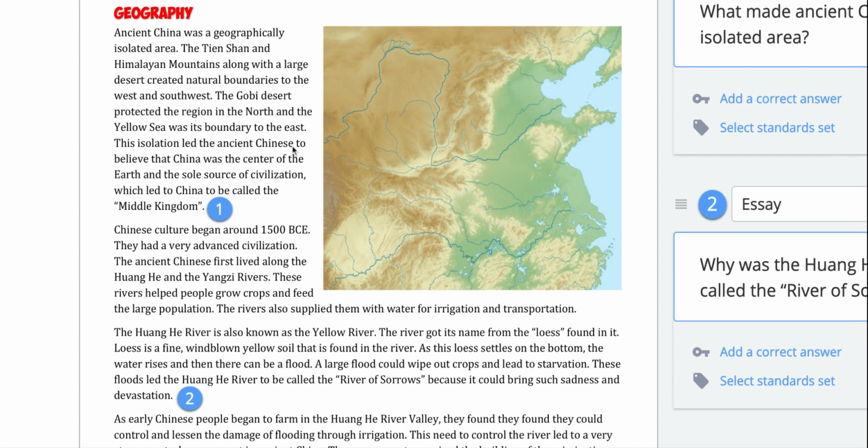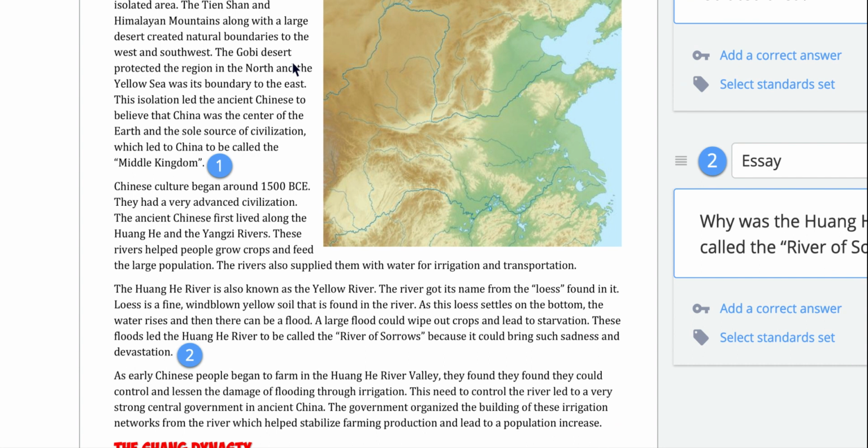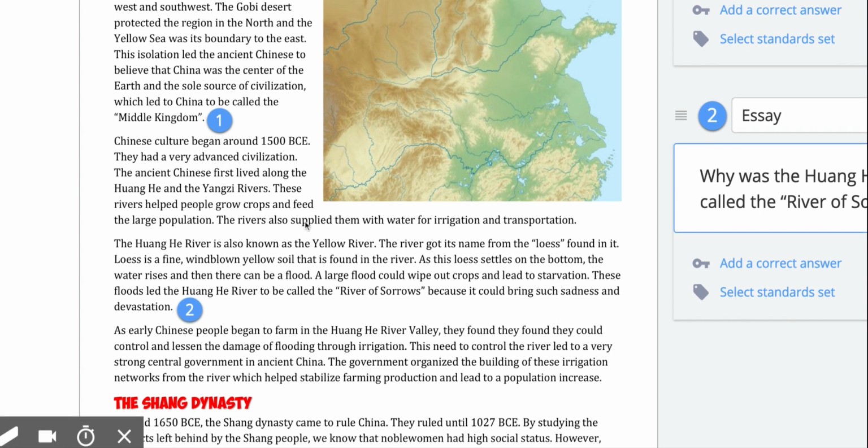Chinese culture began around 1500 BCE. They had a very advanced civilization. The ancient Chinese first lived along the Huanghe and Yangtze rivers. These rivers helped people grow crops and feed the large population. The rivers also supplied them with water for irrigation and transportation.